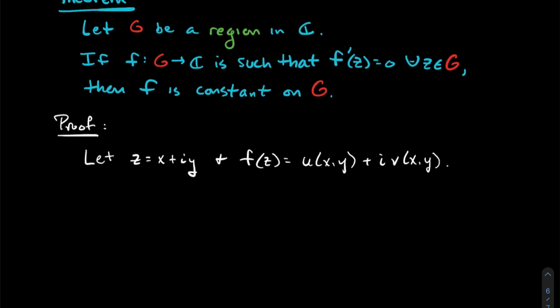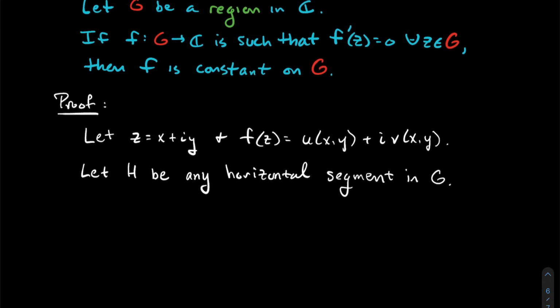So let z be a complex number x plus iy, and I'm introducing that so that it makes sense for me to talk about the real and imaginary parts of the function f. So f has real part u(x, y) and imaginary part v(x, y). And remember, u and v are real valued functions, right? You plug in x and y to those and it spits out a real number.